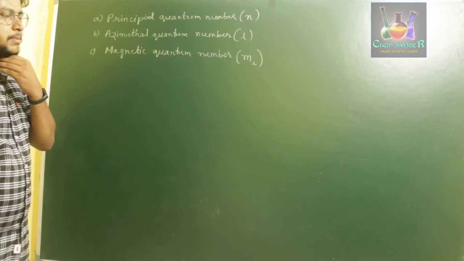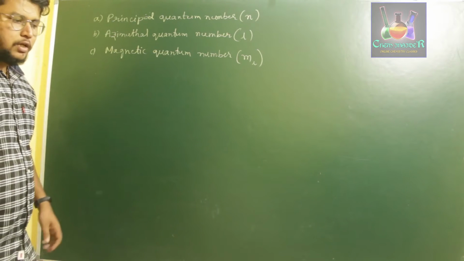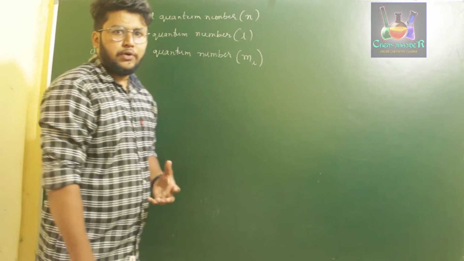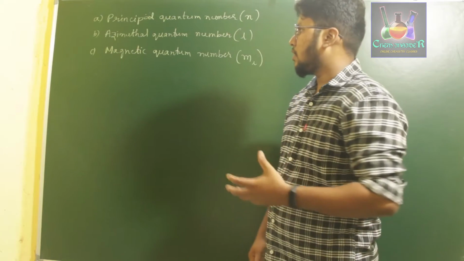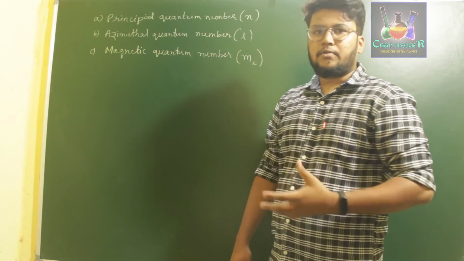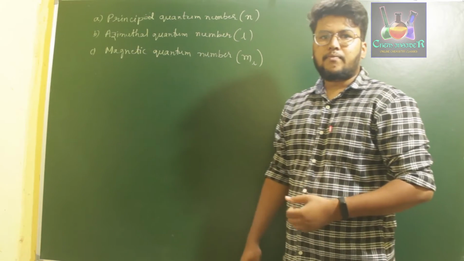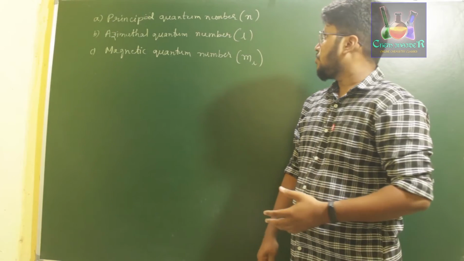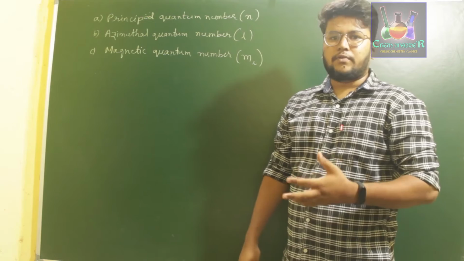So what is this principal quantum number? The principal quantum number of an atomic orbital is useful in order to determine the size of the orbital. If you consider an orbital, in order to know the orbital size you need the principal quantum number n. And to some extent, we also use the principal quantum number to determine the energy of the given orbital.